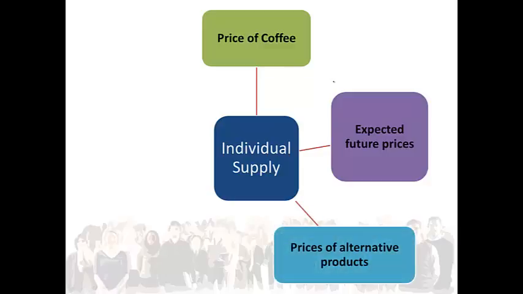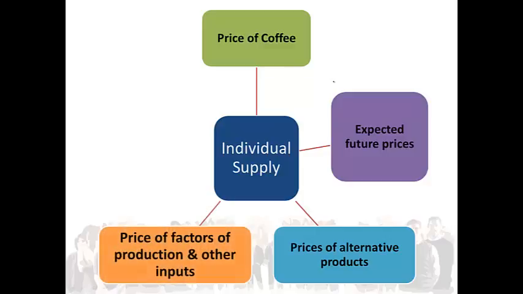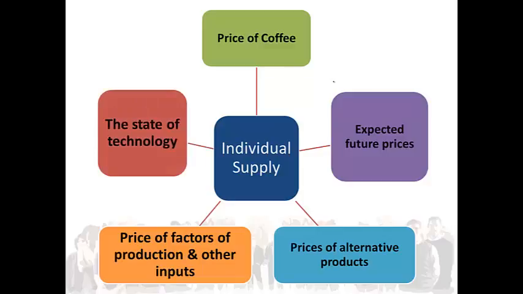Mark's decision to produce coffee will depend on the prices of alternative products. If the price of tea increases, he will choose to produce more tea instead of coffee. If the price of coffee increases or tea falls, he will produce more coffee and less tea. If the price of one or more of Mark's inputs to produce coffee increases, like the cost of machinery or the cost of labor, Mark will supply less coffee. New technologies, such as improved production techniques or machinery, will allow Mark to supply more at each price.